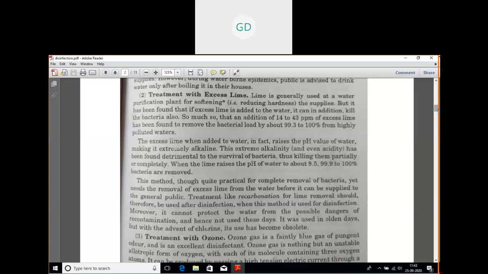Some treatment processes are there, like recarbonation. This recarbonation and all these things fall under miscellaneous treatments. So after disinfection, miscellaneous treatments are there. By using recarbonation, you can remove the taste of lime or the taste of alkalinity. Like this, there are several methods.